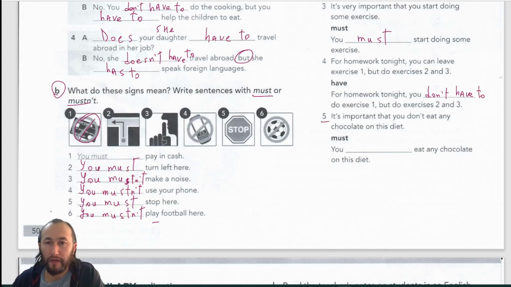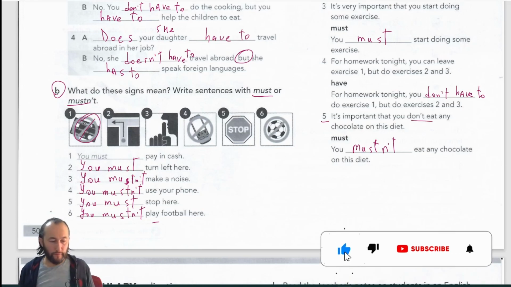Number five, it's important that you don't eat any chocolate on this diet. So you mustn't eat any chocolate on this diet, guys, because you should not eat. Don't eat. Right, so that's done. Page 50 is done. Now we're moving to page 51, guys.